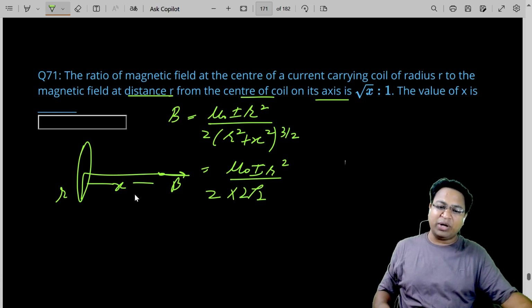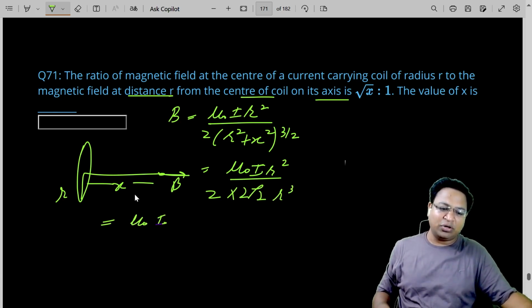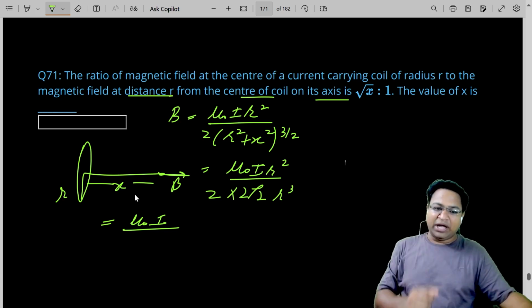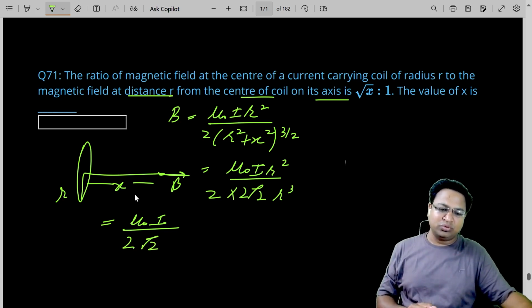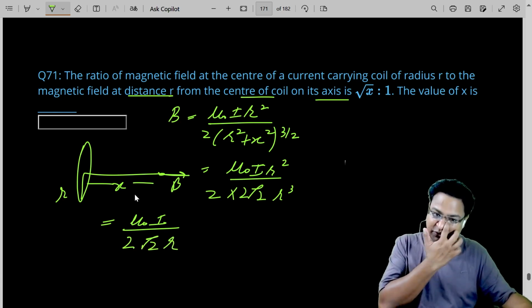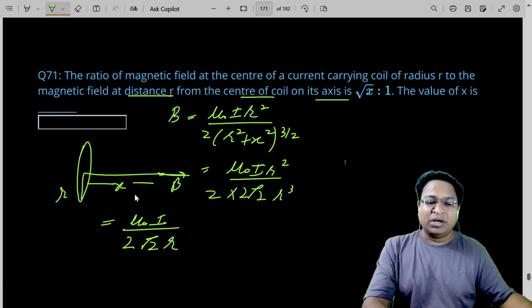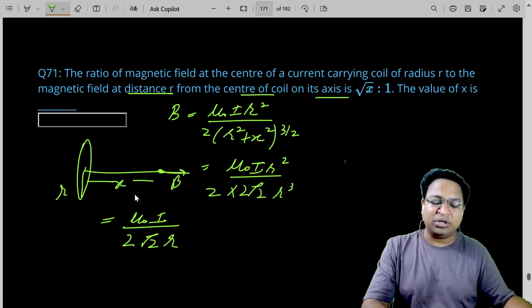And then r square raised to power 3 by 2 will become r cube. So we will be left with mu naught I. This r square will get cancelled. And by 2 root 2 r. Okay. Now this is the value at this point. What about the magnetic field at the center?